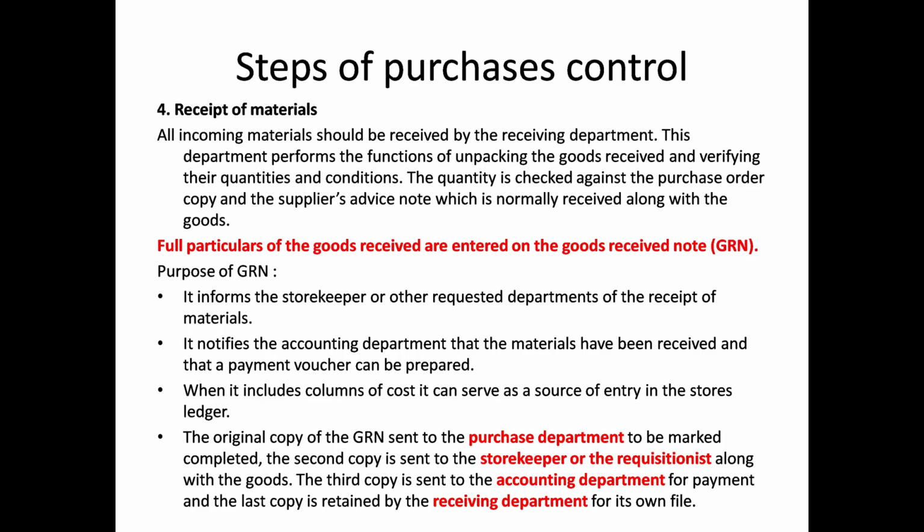The original copy of the GRN will be sent to the purchase department and the second copy will be sent to the storekeeper or the requisitionist, and the third copy will be sent to the accounting department, and the last copy will be retained by the receiving department.